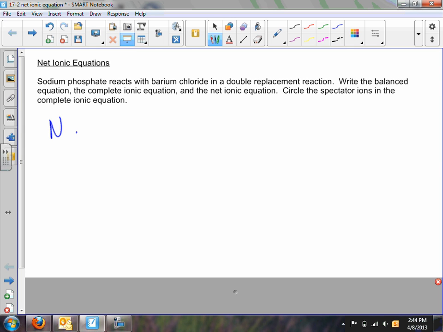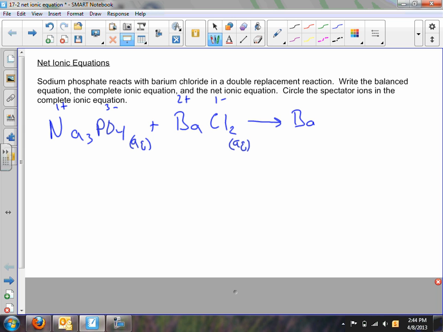So first thing I want to do is write down my equation: sodium phosphate, 1 plus 3 minus, so Na3PO4. That is aqueous. Reacts with aqueous barium chloride. Well, 2 plus 1 minus becomes BaCl2, and that is aqueous. To form, if it's double replacement, it must be barium phosphate and sodium chloride. 1 plus 1 minus, so that's correct. 2 plus 3 minus, so it's Ba3PO4 2.